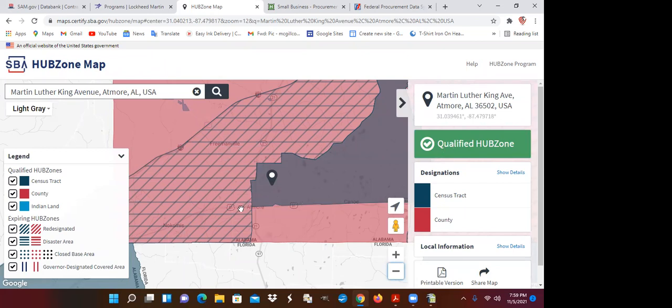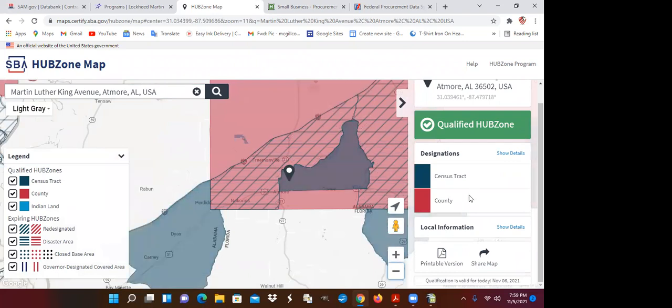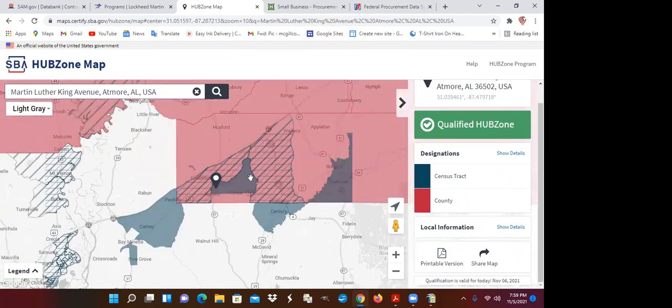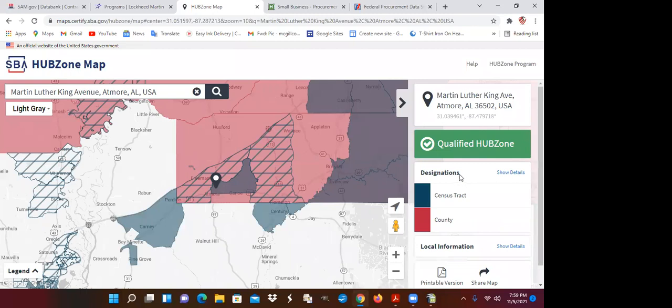Now, some of them will tell you that it's a HUBZone area until a certain time. If there's a time frame for that particular area being considered a HUBZone, it should come up somewhere over in here, and it may say something like qualified HUBZone until such and such month 2023. So you'll know how long your business will be in that area as a HUBZone.